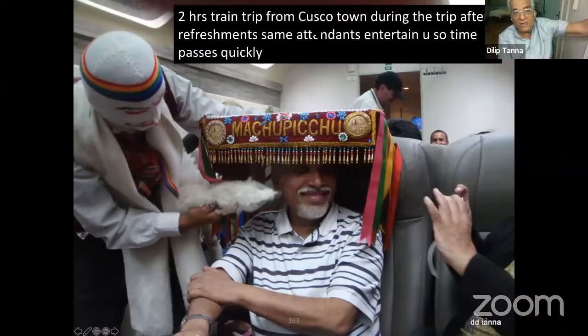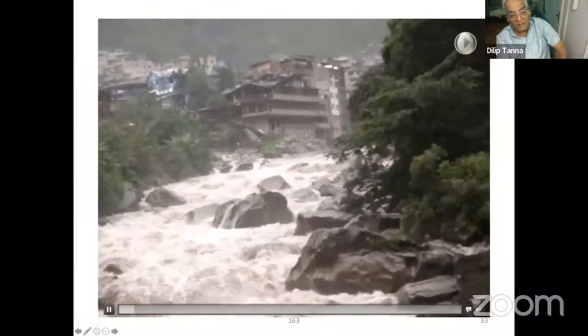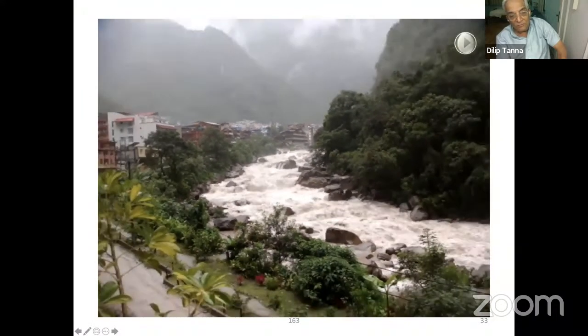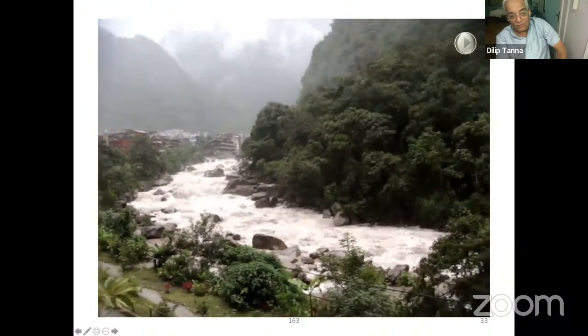The 2-hour train trip from Cusco town. During the trip, after refreshments, the same attendants entertain you and the time passes quickly. This is Dr. Babulkar. The same people give us the food and the drinks and everything. And once that time is over, there is a journey of about 3.5 to 4 hours, or 2 hours. And this is the journey, a lovely river passing through. We just see that on the way to Machu Picchu.